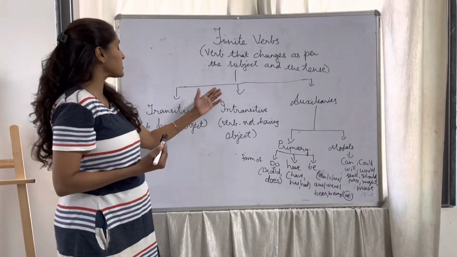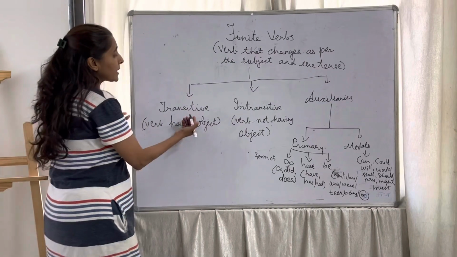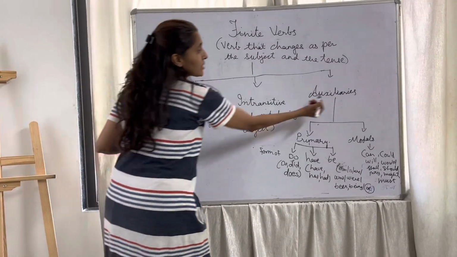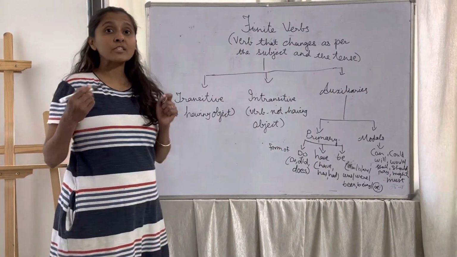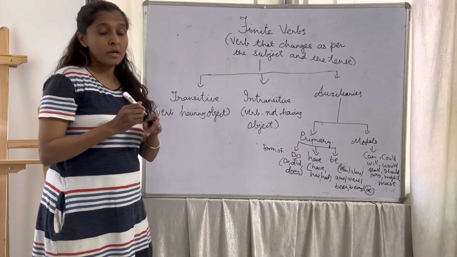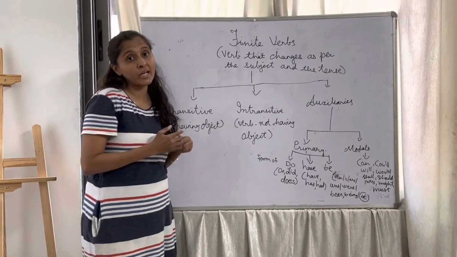Now finite verbs are further divided into three parts: transitive, intransitive, and auxiliaries. Now, the first question is, what is a transitive verb? A verb that is having an object, right?